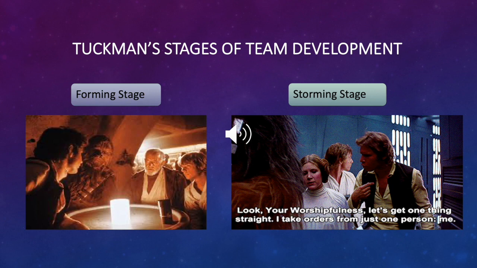During the storming stage, Princess Leia and Han Solo butt heads when they are trying to escape the Death Star. They fight over what should be done in order to get out. They later fight over the fact that Han isn't interested in fighting for the rebellion and all he wants is money. This is where the main conflicts within the group emerge from.